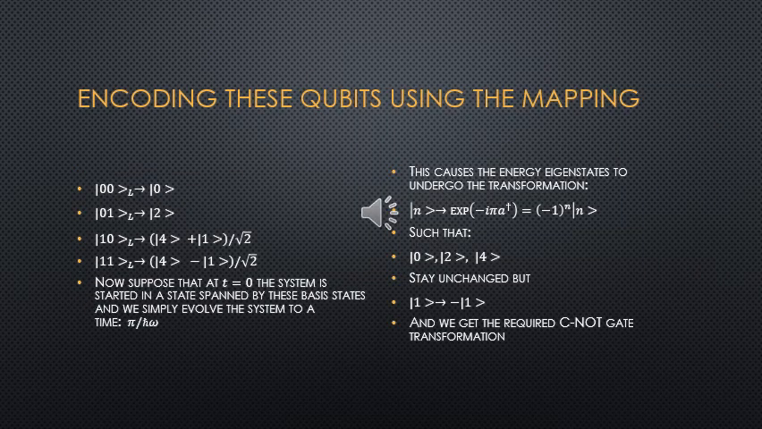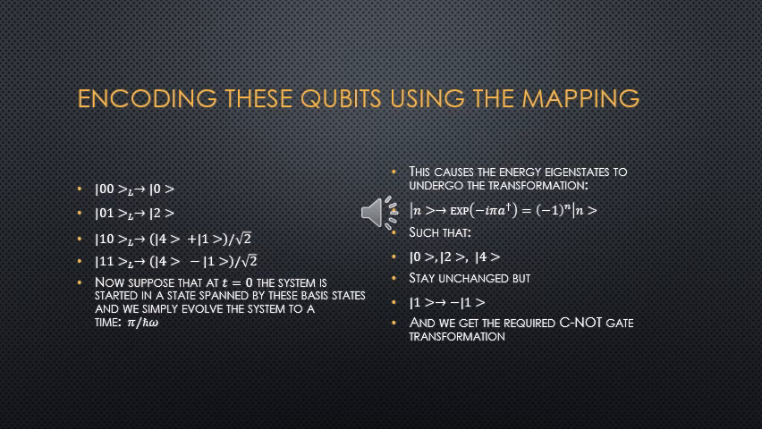Now we need to encode these qubits using the mapping as follows. We take ket 0, 0 to go onto the ket 0 eigenstate. Ket 0, 1 goes to the ket 2 eigenstate. Ket 1, 0 goes to the (ket 4 plus ket 1) divided by root 2 eigenstate. Ket 1, 1 goes to the (ket 4 minus ket 1) upon root 2 eigenstate. Now let us suppose at time t equal to 0, the system is started and it starts in a state spanned by these basis states.